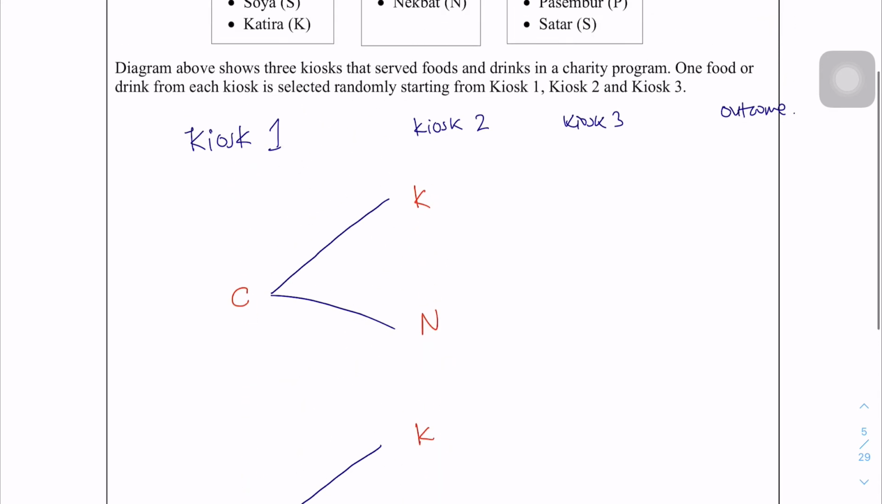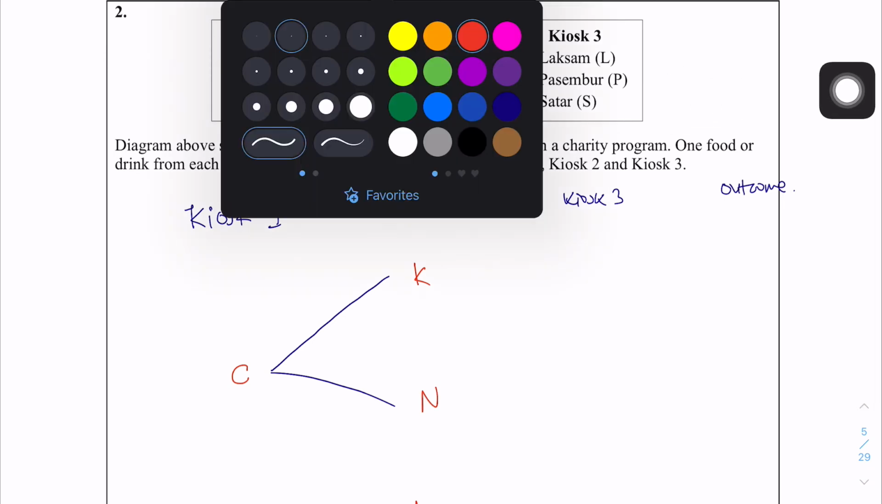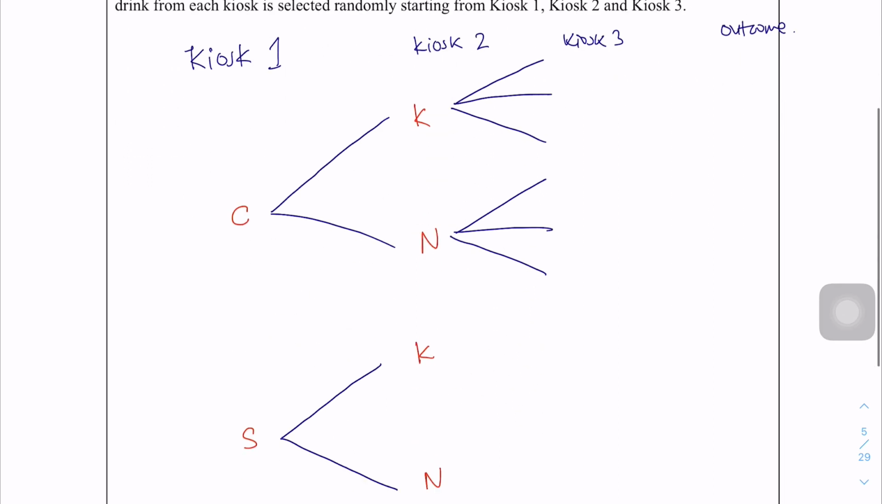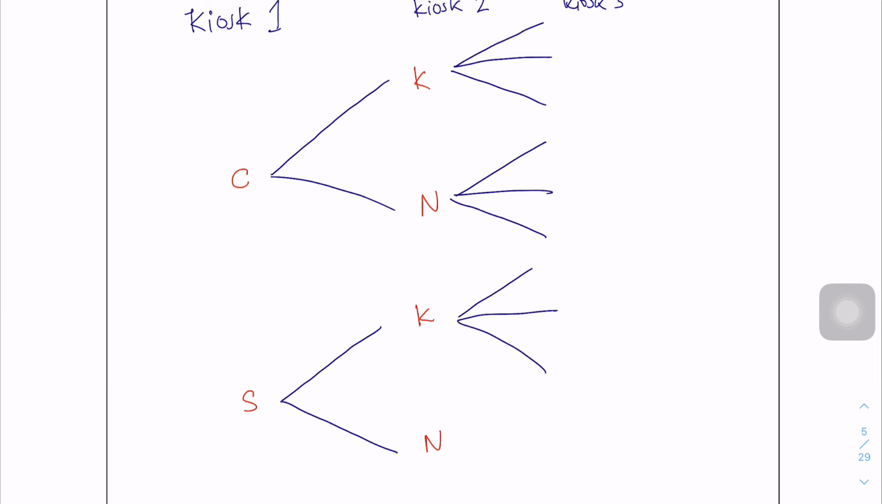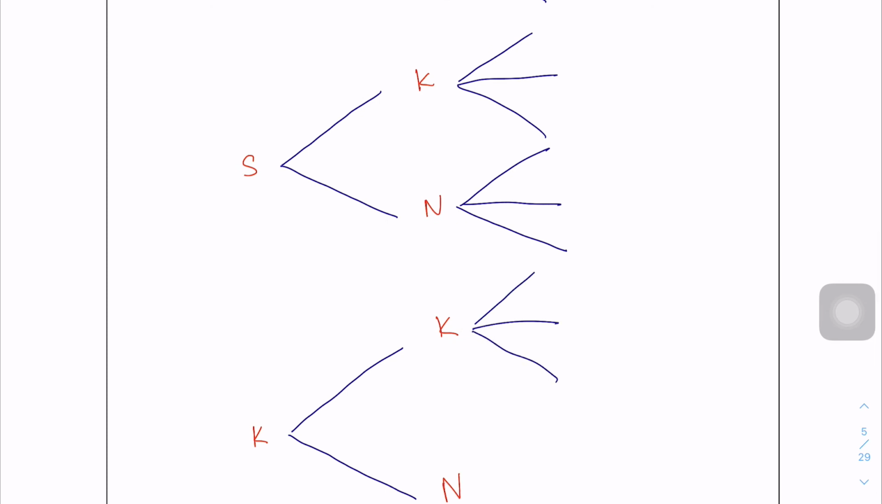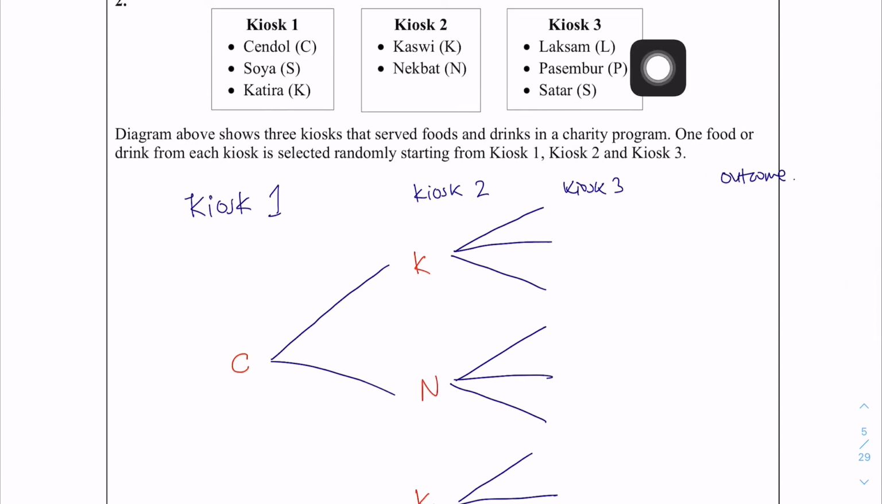Next, for kiosk 3, you have 3 foods: laksam, pasembo, and sata. You need to draw the same 3 branches for each kuih. So for K, we have 3 options after that, and also the same 3 for the second one. You have to draw 3, because each kuih has its own possibilities.